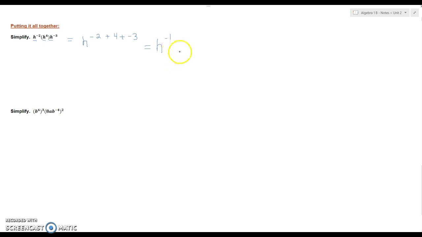Now we also know that we can't keep a negative exponent. We like those exponents to be positive, and we know that if we have a negative exponent, that means that we have to do the reciprocal. So we end up with h is currently in the numerator. It goes h to the first power goes in the denominator, and h to the first power just means h, so we can simplify this expression all the way down to 1 divided by h.